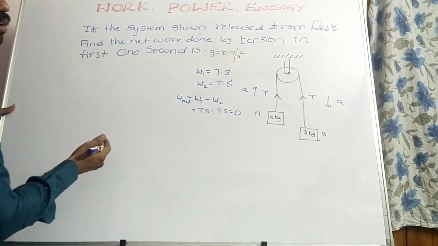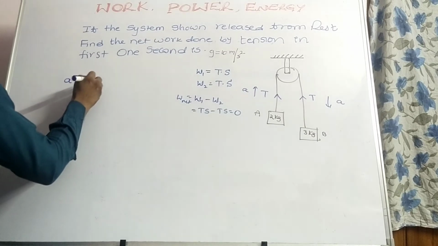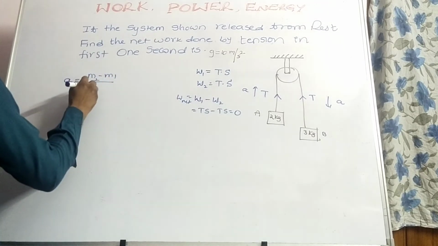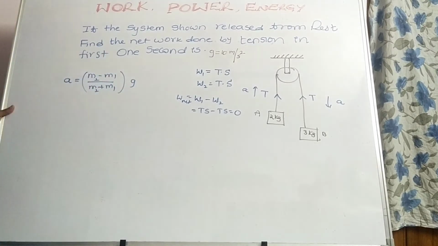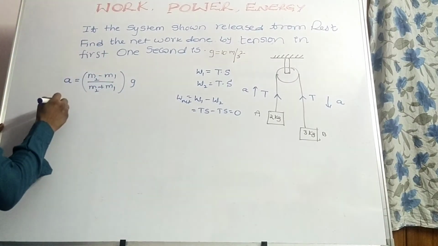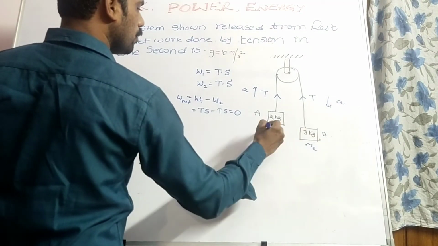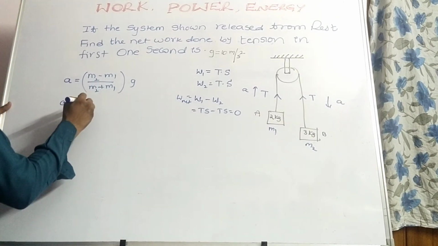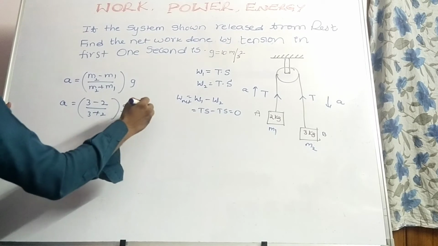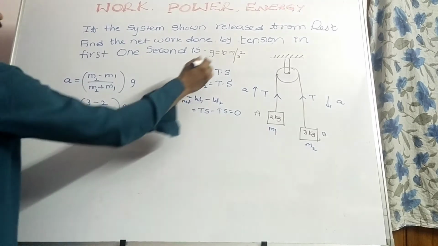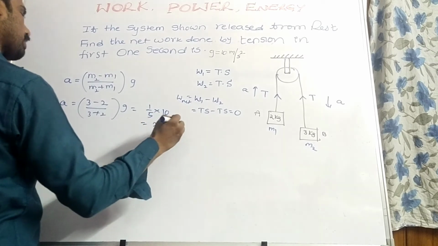Let us consider what is the acceleration. Acceleration of the block is a = (m2 − m1)/(m2 + m1) × g. Now see, m2 is greater than m1, so a = (3 − 2)/(3 + 2) × g. That is 1/5 × g, and instead of g we write 10, that is nothing but 2 meter per second square.